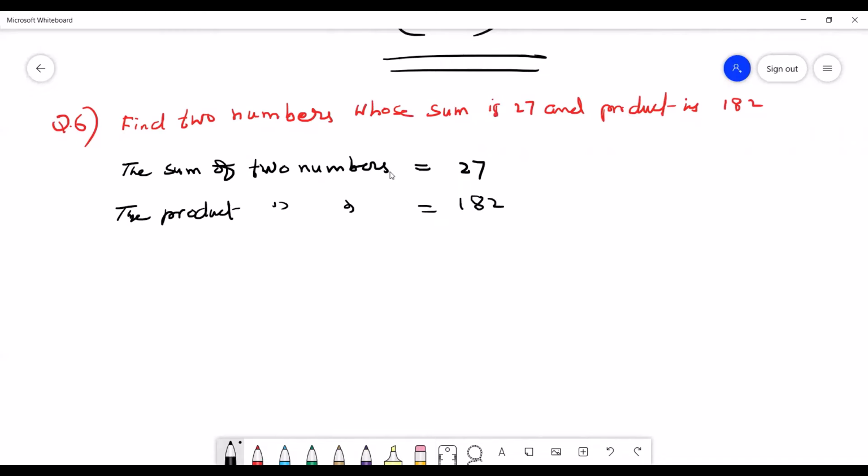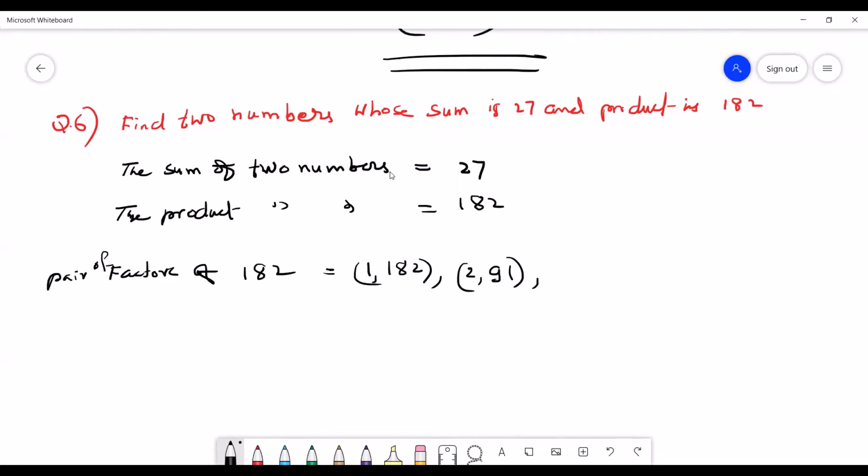So wherever this situation comes, concentrate on the product and find out the factors of the product. So let us find the pair of factors of 182. So what will be there? 1 into 182 is one pair of the factors. Then another, 2 into 91. 91 times 2 will go.